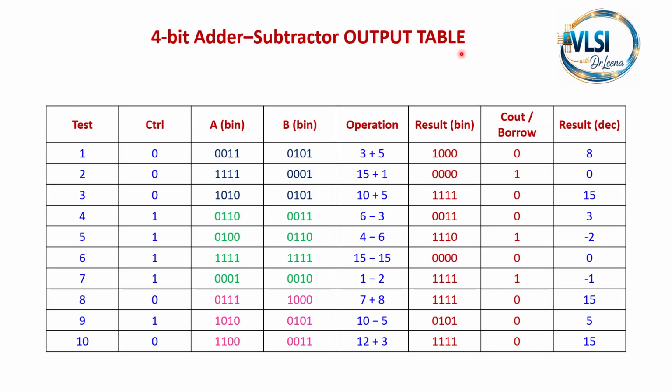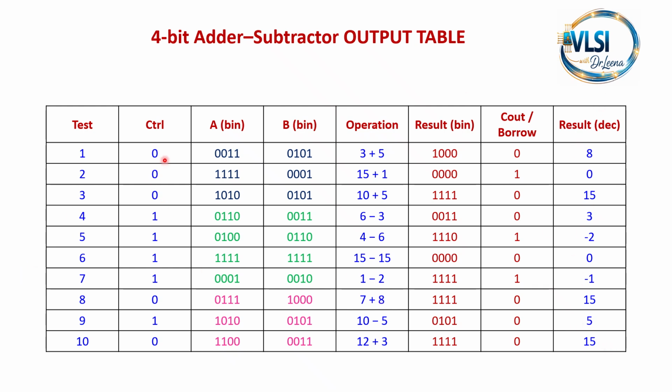Yes, students, we are going to see the output table of 4-bit adder subtractor. Here we have taken the 10 test cases, and first we have given the control, that is control equal to 0, we have given the addition, and control equal to 1, we have given the subtraction. And here we have given the 4-bit input A, it is in binary, and 4-bit input B, it is in binary, and we have performed here the operation and the result, it is given in the binary, and Cout borrow is given here and the result in decimal is given here.